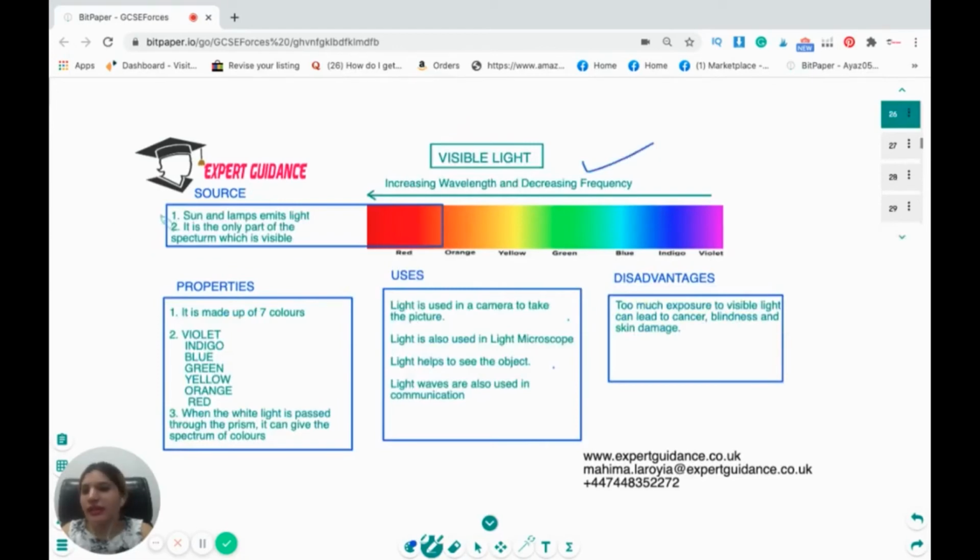For visible light, the sun and the lamp emit the light. It is the only part of the spectrum which we can see. It is made up of 7 colors: violet, indigo, blue, green, yellow, orange, red. When white light is passed through a prism, it can give the spectrum of the colors.